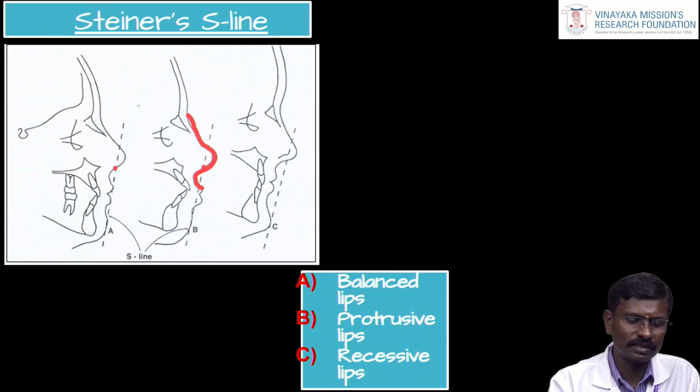So this is the reverse S of the nose. This is the midpoint, you have to mark it, and connect it to the chin, and you have to see whether the upper lip or lower lip is more protrusive or retrusive or balanced.